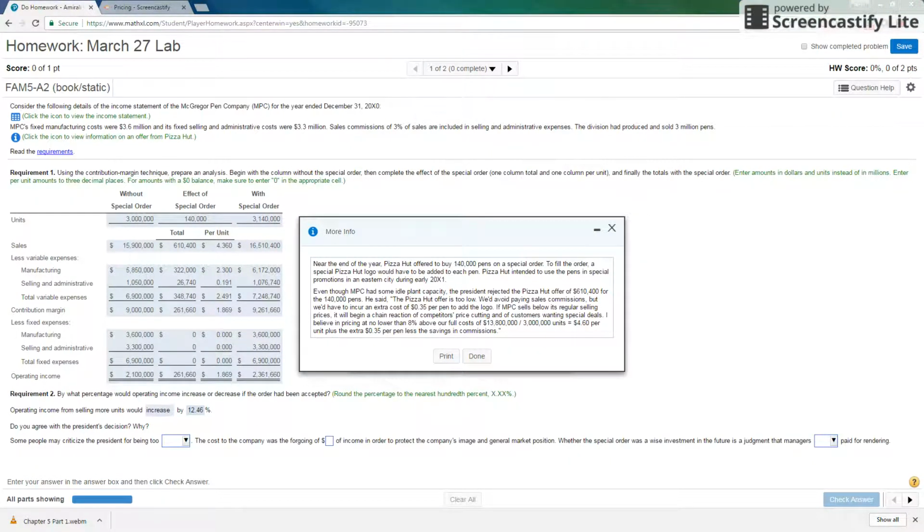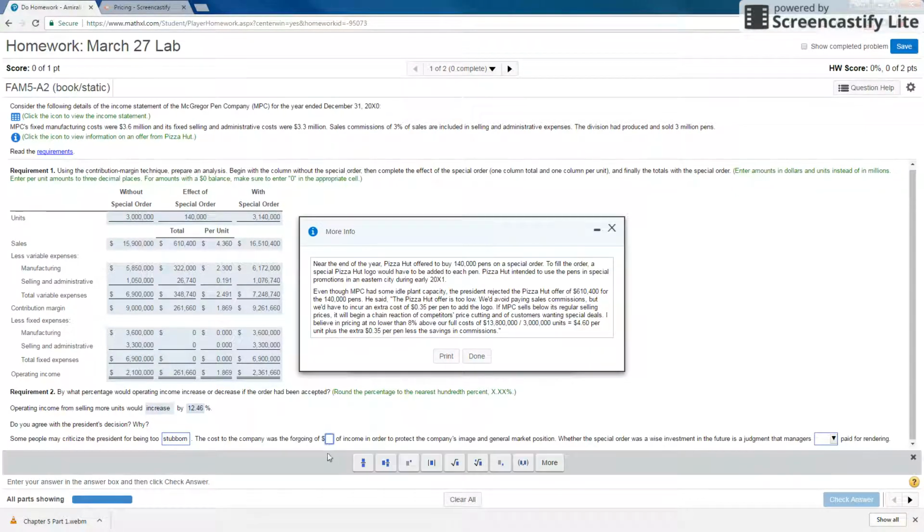And it says, do you agree with the suggestion? Some people may criticize the president for being too flexible or stubborn. So the president rejected their offer because he wants the 8% full cost. So he's not flexible. The cost to the company was the amount that you are foregoing, that you are losing. It's 261. So by rejecting, you are not getting that money.